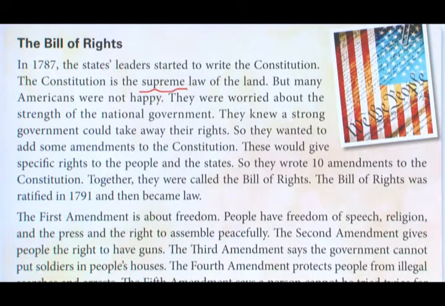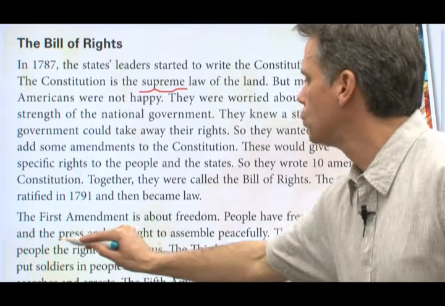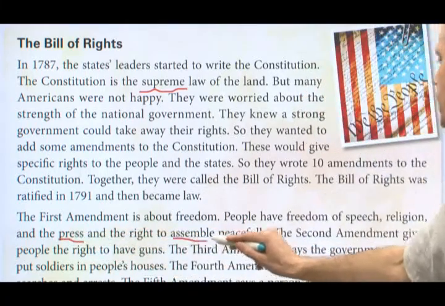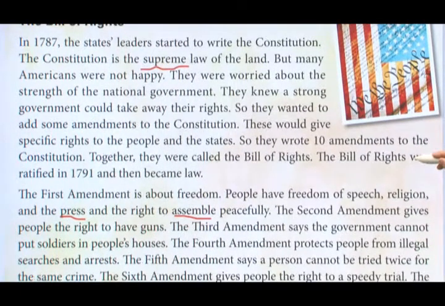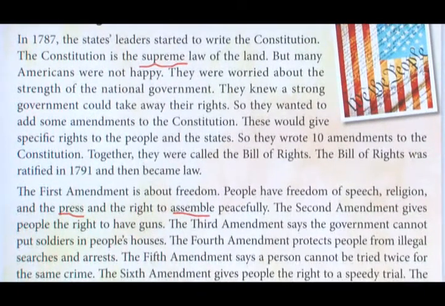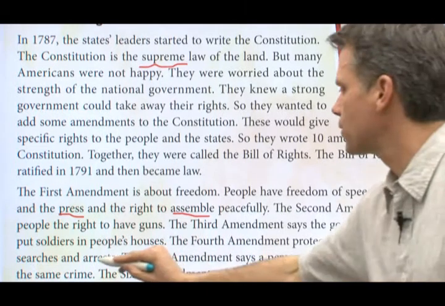People have freedom of speech, religion, and the press to assemble peacefully. The Second Amendment gives people the right to have guns. The Third Amendment says the government cannot put soldiers in people's houses. The Fourth Amendment protects people from illegal searches and arrests.